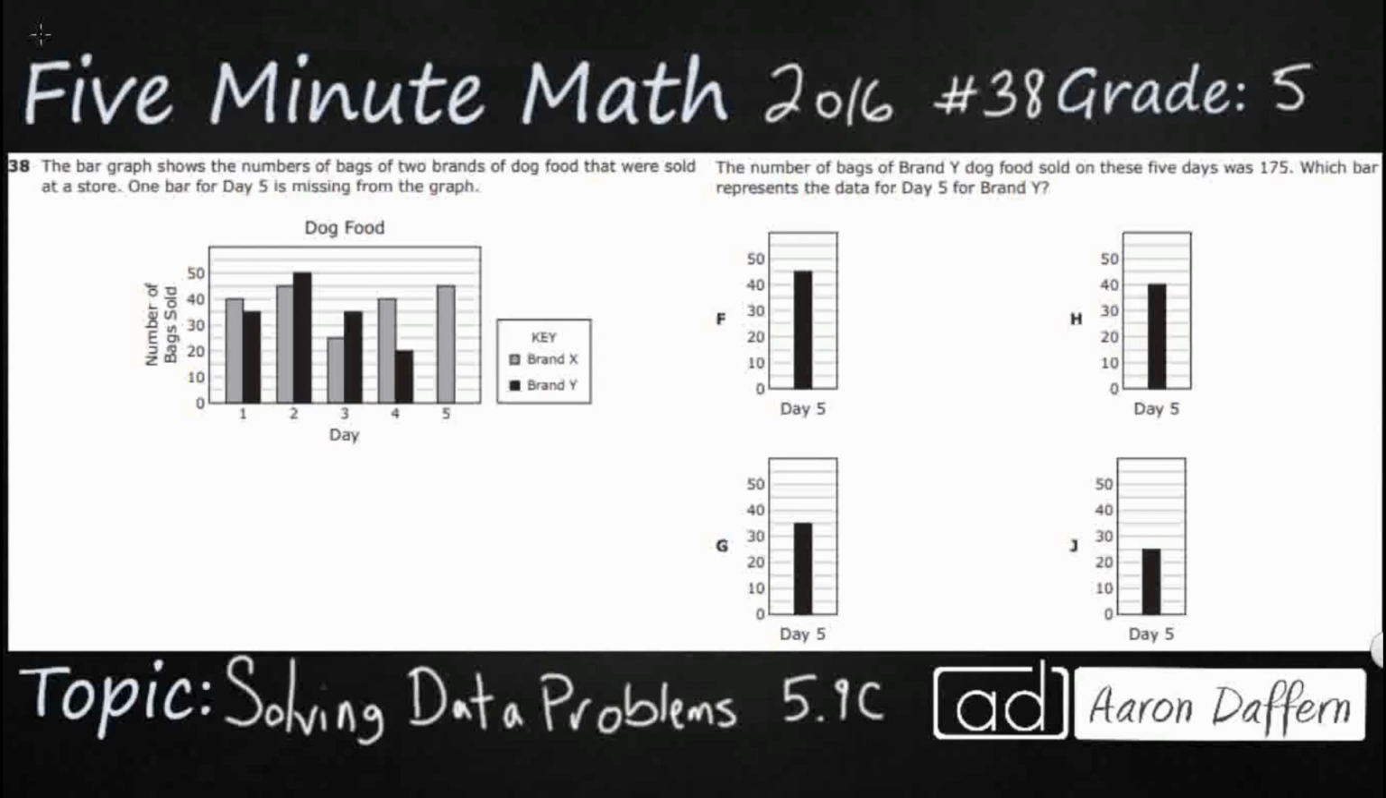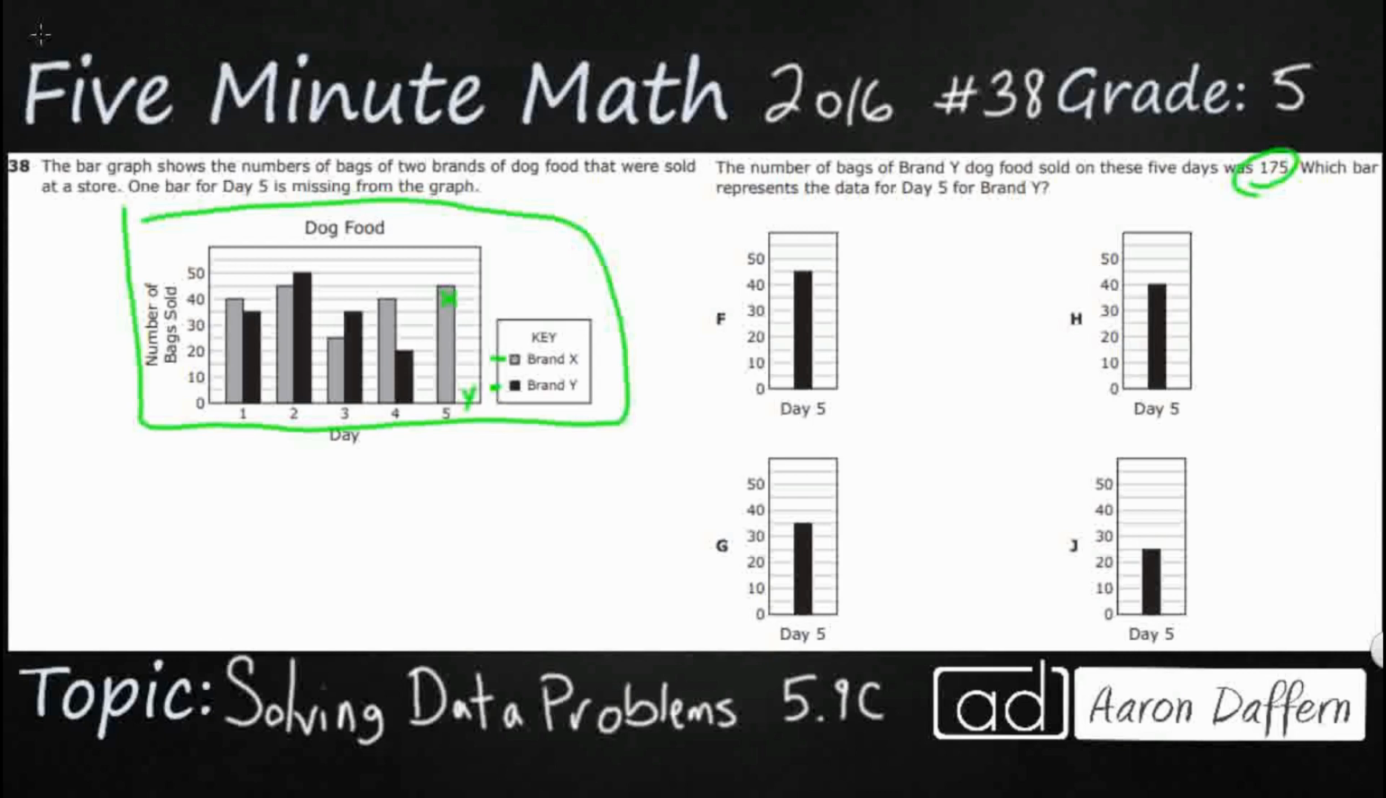So we have a bar graph right here, and it shows the numbers of bags of two different brands of dog food that were sold at a store. We've got a light bar that is our brand X. We have a dark bar that is our brand Y. One bar for day 5 is missing from the graph, and as we can see, day 5 only has a light bar of brand X, and what we're missing here is our brand Y. We need that dark bar. So the number of bags of brand Y dog food sold in these 5 days is 175. Which bar graph represents the data?